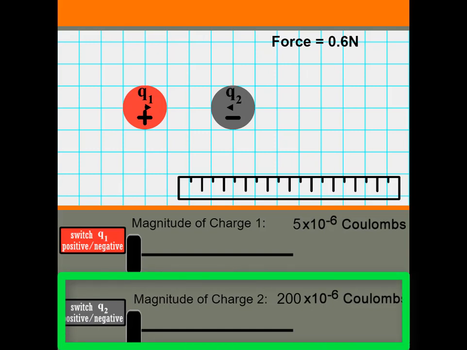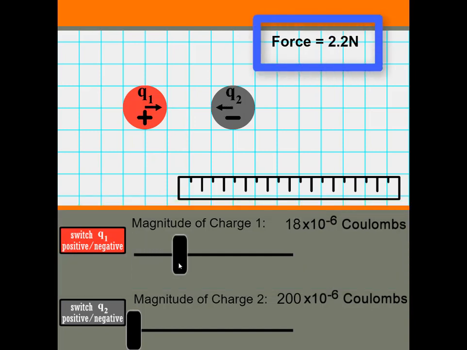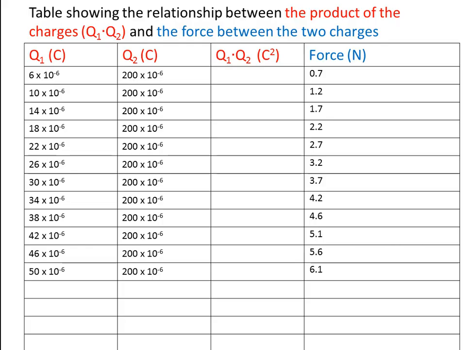First of all, remember, we controlled Q2 at 200 times 10 to the power minus 6 coulombs, and we increased Q1's value from 6 times 10 to the power minus 6 through various readings up till a maximum of 50 times 10 to the power minus 6 coulombs. And as we did that, the force between the two charges increased in magnitude from 0.7 newtons up through various values to a maximum of 6.1 newtons. And that's the data put into the table from our first investigation.